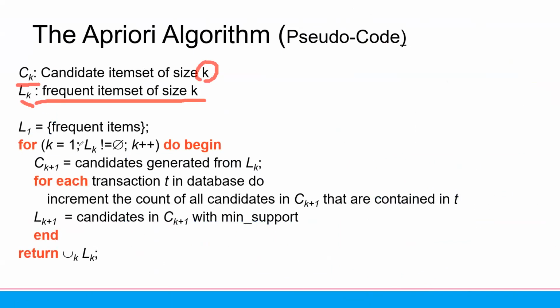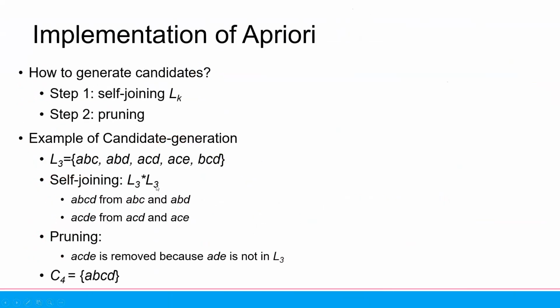It is a little bit complex to understand this pseudocode. If you want to look at this pseudocode, okay. But let's see just an example of how we can implement this Apriori, how we can generate the candidates, how we can make the C.